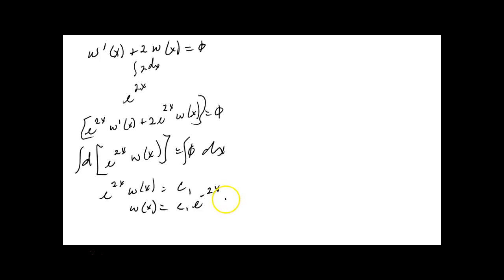Now, reminding ourselves what the w is, remember w was u prime. Remember? Back on the previous. That is your u prime. So this means du dx. So let's take that and integrate it. So du is equal to c1 e to the minus 2x dx.